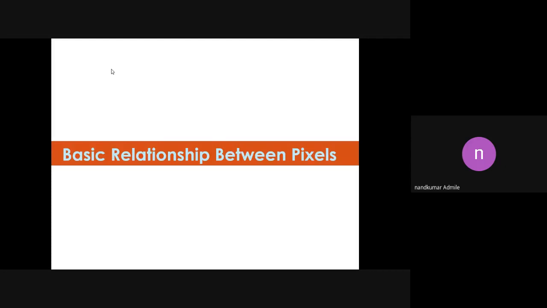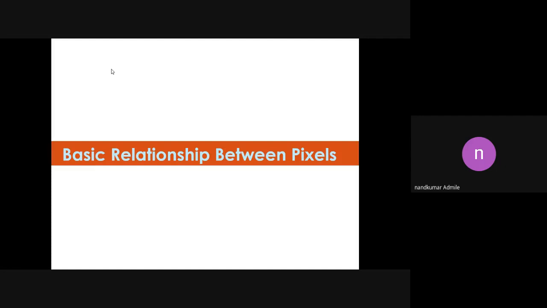Okay, so up to this we have studied the analog part of image processing: what an analog image is, how we can represent the image, and how we can convert the analog image into the digital image. Now that we have converted the analog image into the digital image, we have to study various relationships between pixels, as a single image consists of a number of pixels.